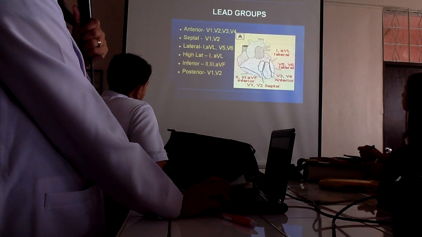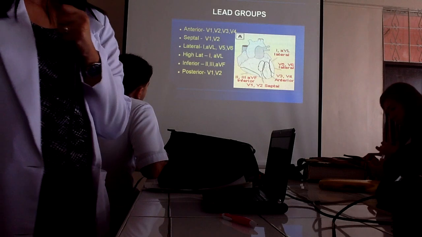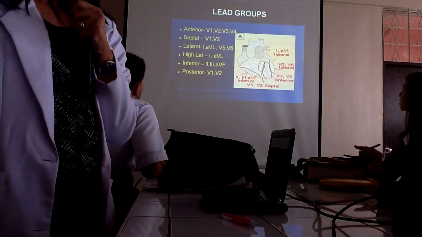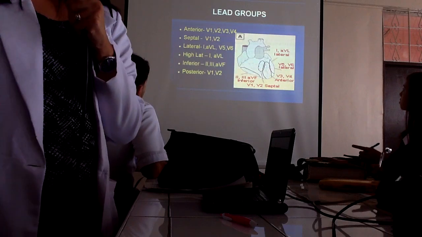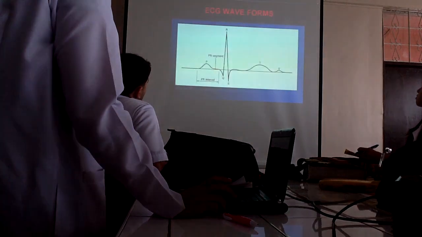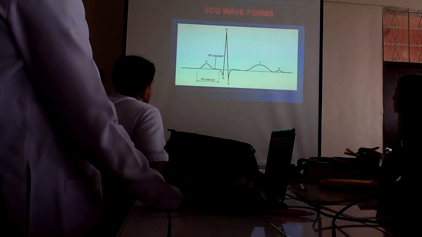And the abnormality is seen in your leads, what? 2, 3, and aVF. If they say it's an anterolateral wall ischemia, it means the defect is what? Seen by ECG in your V1, V2, V3, and V4. Did you understand? Now, ECG waveform. So you have your P.